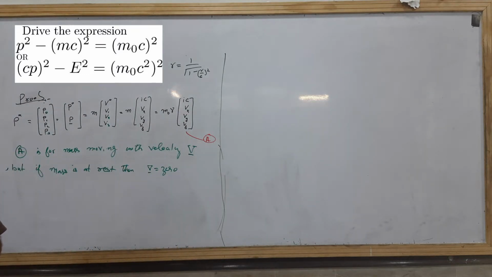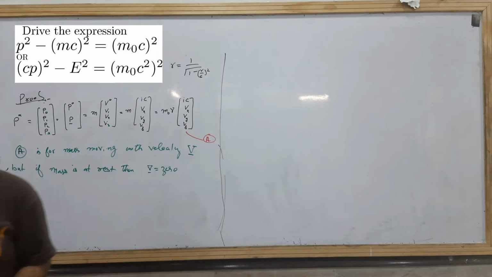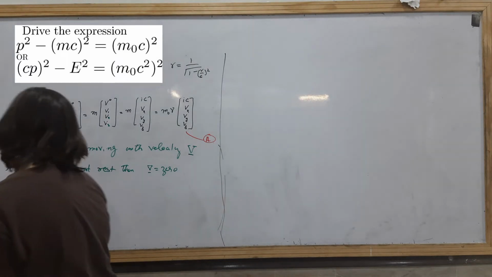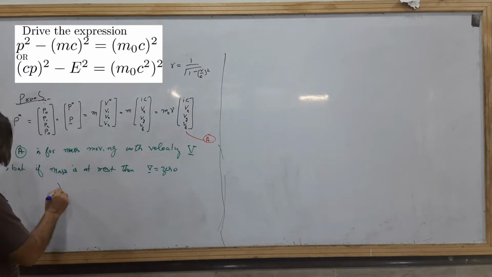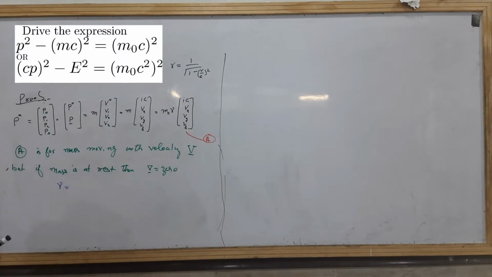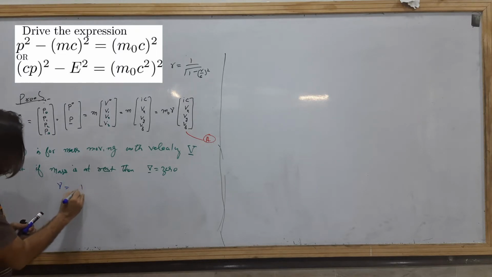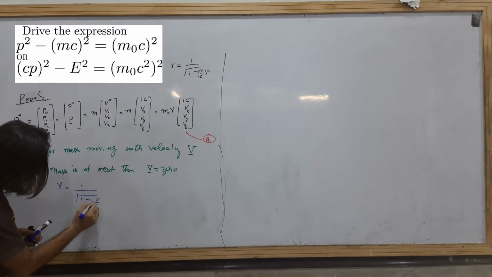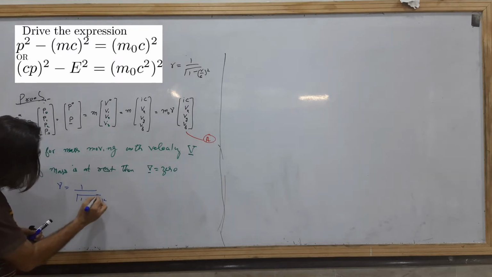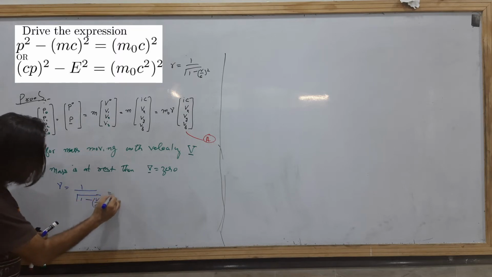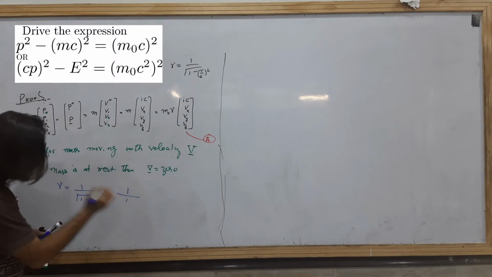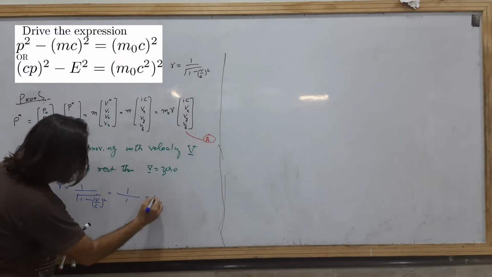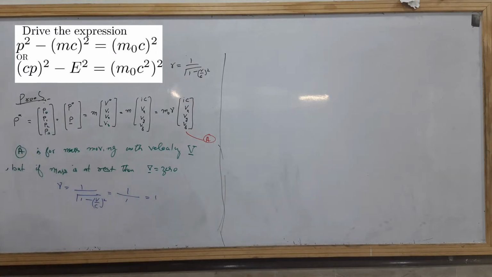We will be zero, and when V will be zero, then gamma will be equal to 1 divided by the square root of 1 minus V squared over C squared. If we put V equal to 0, this will be 1 divided by 1, that will become 1.